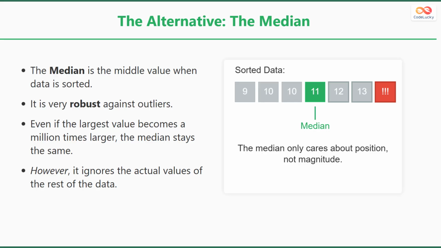To fix this, we often use the median. The median is simply the middle number when you line up all your data. It is fantastic because it ignores extreme values completely. If the largest number in your list doubles or triples, the median stays exactly the same. However, the downside is that the median ignores the actual values of most of the data points, focusing only on their rank or position.